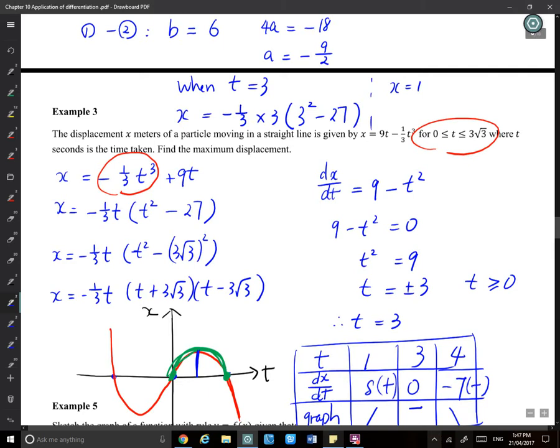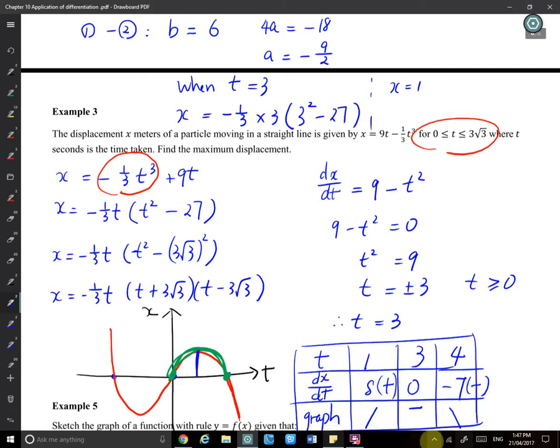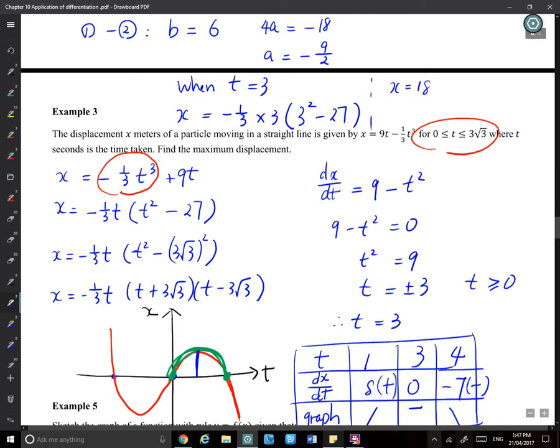It gives you 18. So it's the maximum displacement.